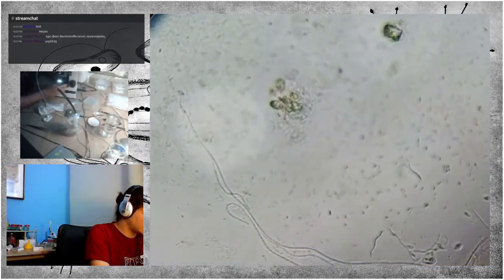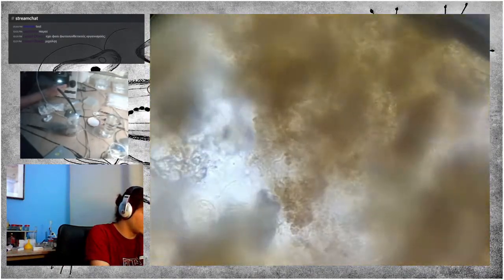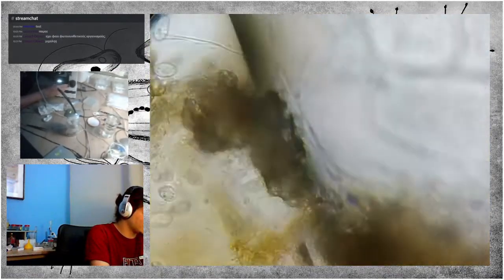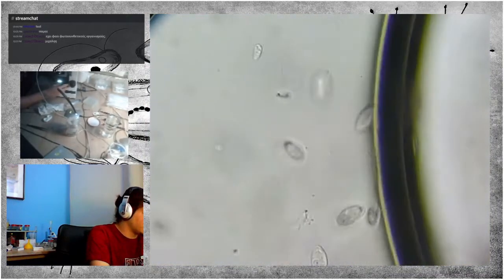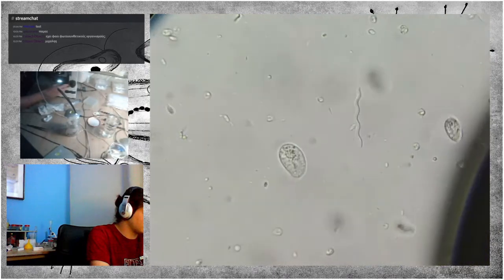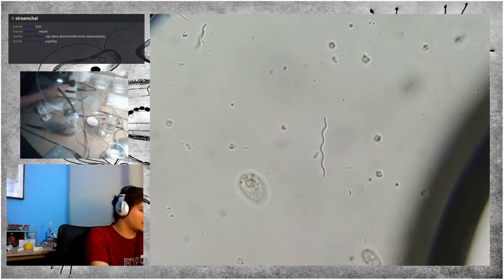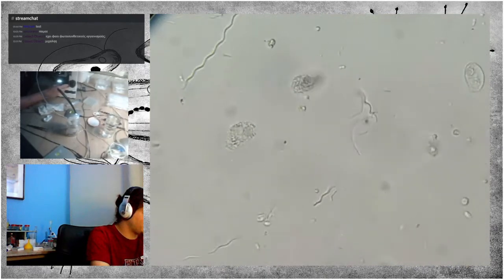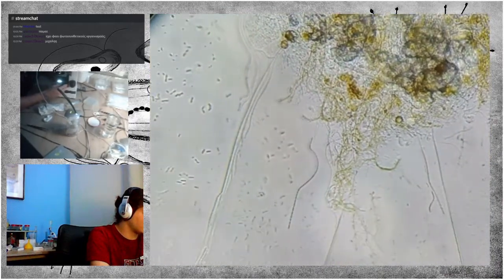And here is a gas bubble. It's not an oxygen bubble. There are not many photosynthetic, or even at all, there are not at all photosynthetic organisms in this slide. Here is a spirochete. Again, you can see it very clearly. Yep, this gas bubble got trapped in.